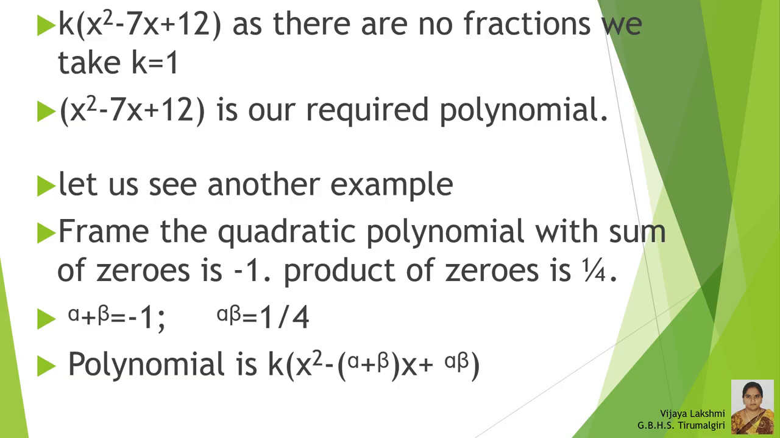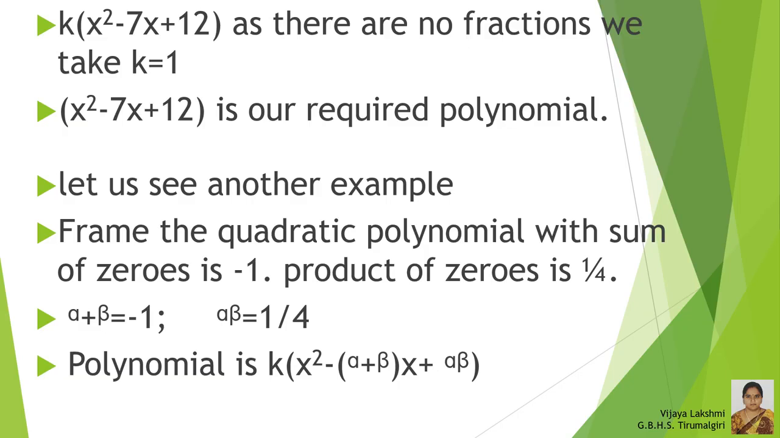So x square minus 7x plus 12 is our required polynomial. Now let us see another example where we have fractions. Frame the quadratic polynomial with sum of zeros minus 1 and product of zeros 1 by 4. Here, instead of alpha and beta, they have given the values of alpha plus beta and alpha beta. So the sum of zeros is minus 1, so alpha plus beta is equal to minus 1, and the product of zeros is 1 by 4, so alpha beta is equal to 1 by 4.